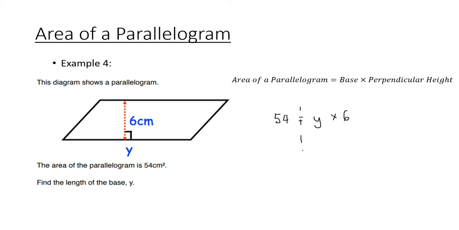This is where we have to rearrange our formula so that we have y on its own. So what do we have to do to get y on its own? We have to do the opposite of multiply by 6. So we have to divide both sides by 6. Dividing both sides by 6, we'll have an answer of 9. So therefore, the length of y is 9 centimeters.